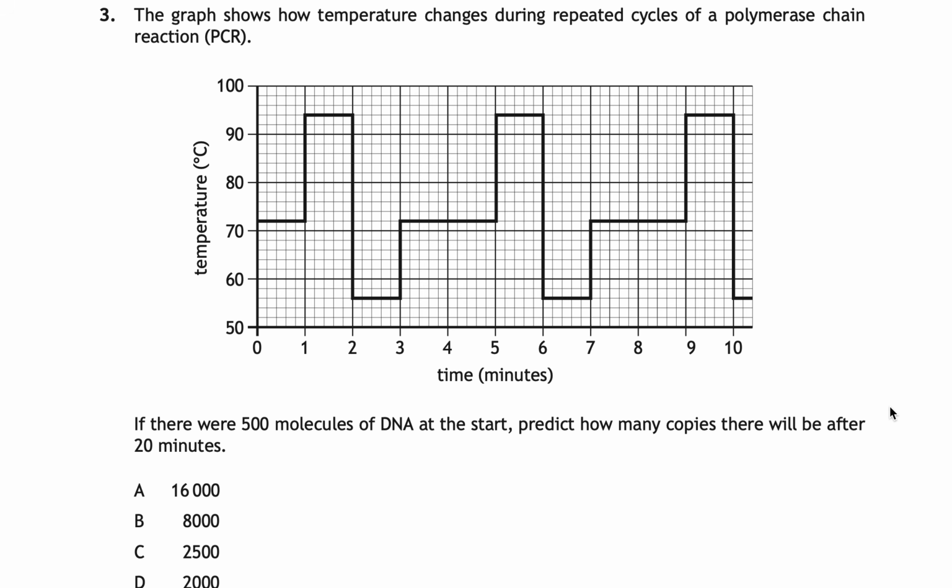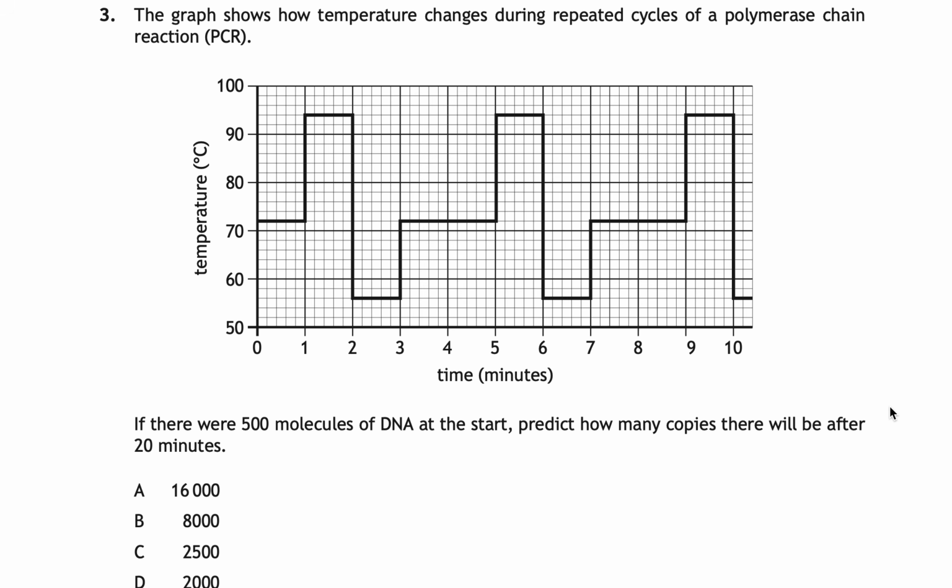Question 3 is also quite a tricky one. You're seeing a graph showing how temperature changes during repeated cycles of the polymerase chain reaction, or PCR. In this question you're seeing the time in minutes on the bottom, going from 0 to 10, and you're seeing the temperature. So we're going through these stages of heating, cooling, and heating that take place during PCR. The question asks you, if there were 500 molecules of DNA at the start, predict how many copies there will be after 20 minutes.